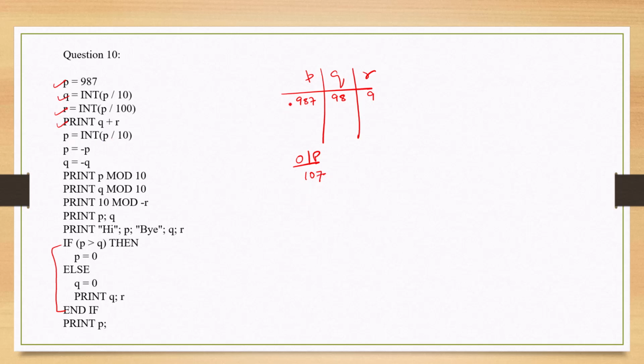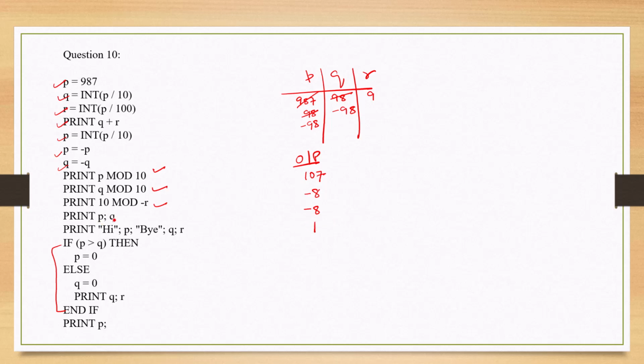P equal to p by 10, so p will become 98. P is minus p, so that will become minus 98. Then q is minus q, that's going to be again minus 98. Print p mod 10, so that is minus 98 mod 10, that's going to be minus 8. Then q mod 10, again that is minus 98 mod 10, that's going to be minus 8 again. After this we have 10 mod minus r, so 10 mod minus 9, that's going to be 1, because 10 mod 9 is 1. Okay, so it's going to print 1.